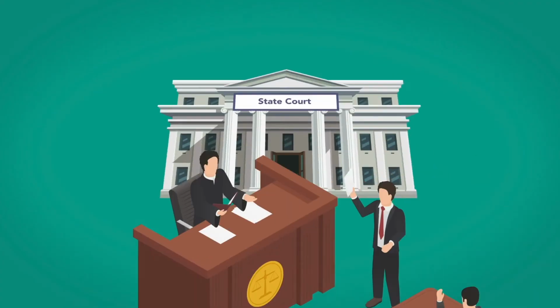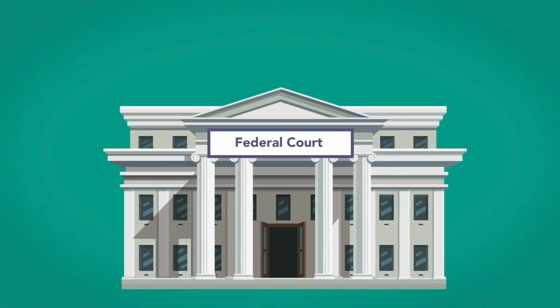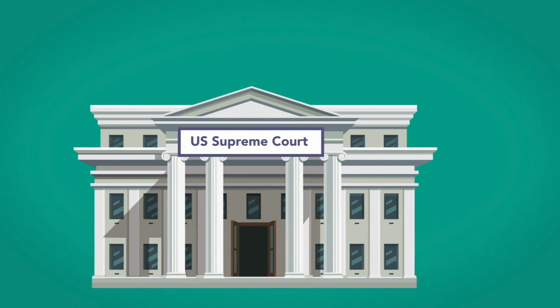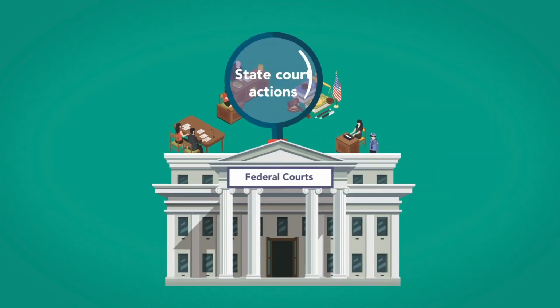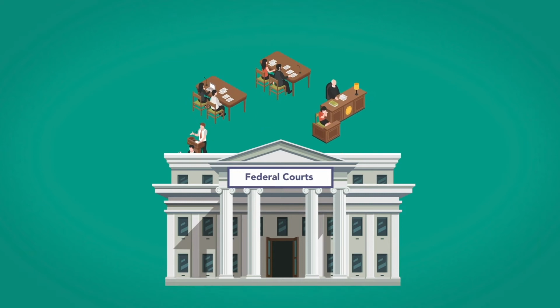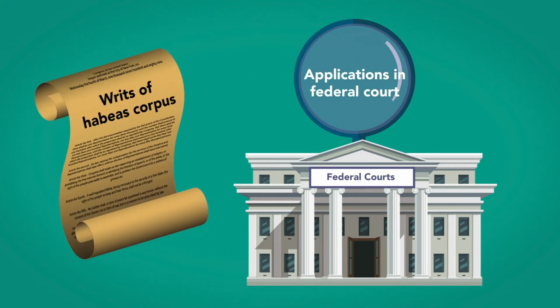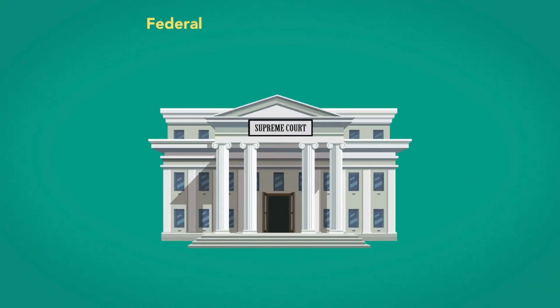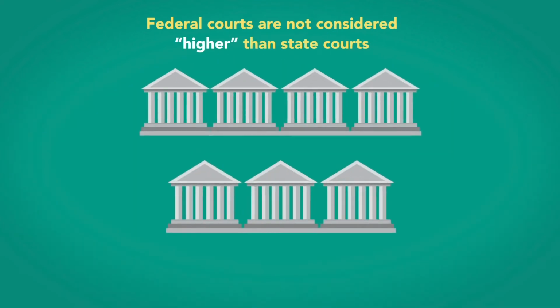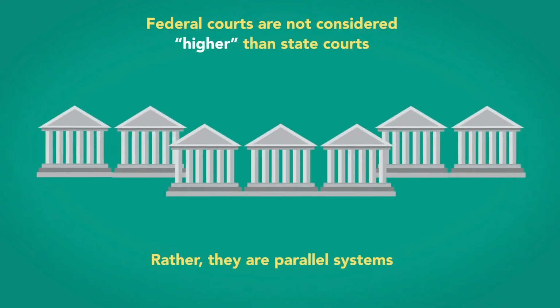Note that state court decisions cannot be appealed to federal court except for the Supreme Court, though state court actions are sometimes reviewed by federal courts in criminal cases based on applications in federal court for writs of habeas corpus. Except for the Supreme Court, federal courts are not considered higher than state courts. Rather, they are parallel systems.